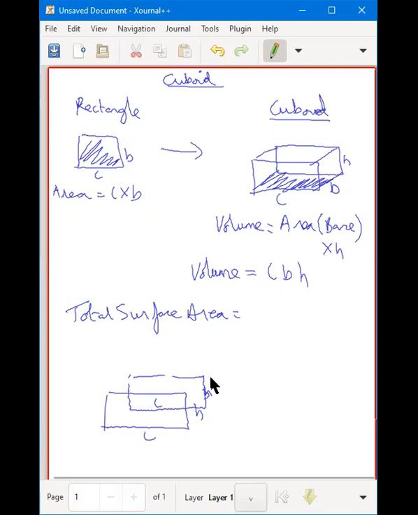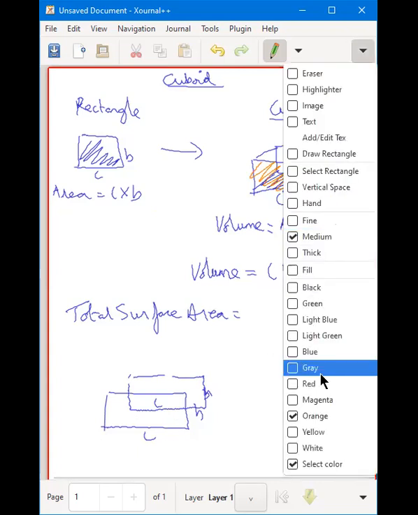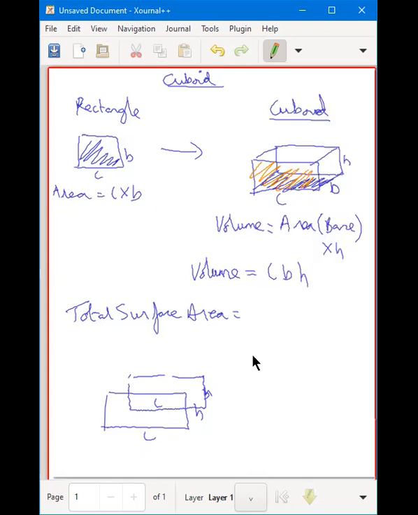Yes, sir. What will be the area of each of these faces? Sir, L into B and again L into B. How L into B? We're talking about this front face. Let me color it for you. This front face over here. So what will be L into H? Sir, L into H. So it'll be LH and LH, right?